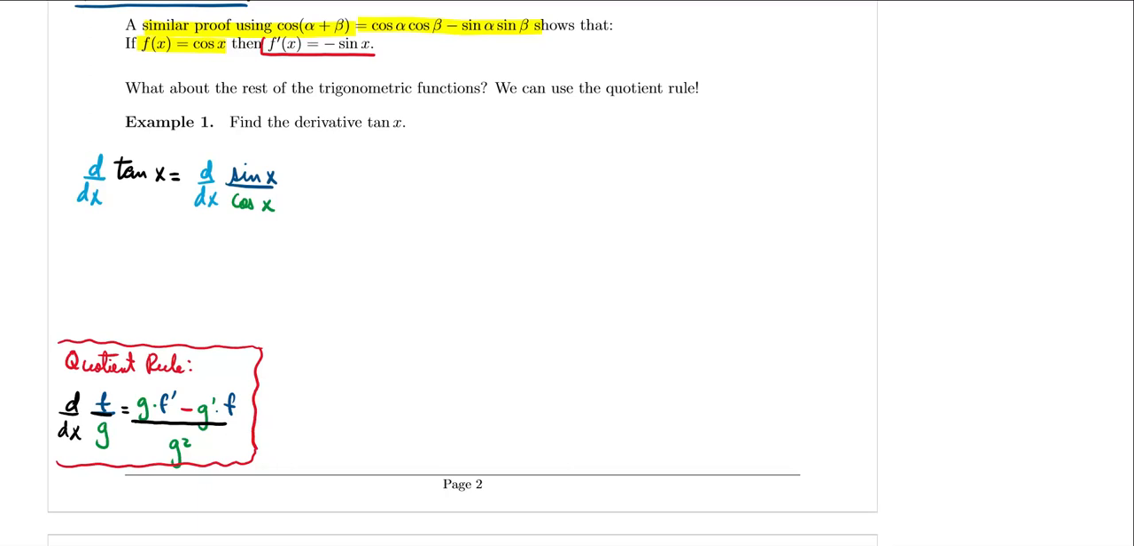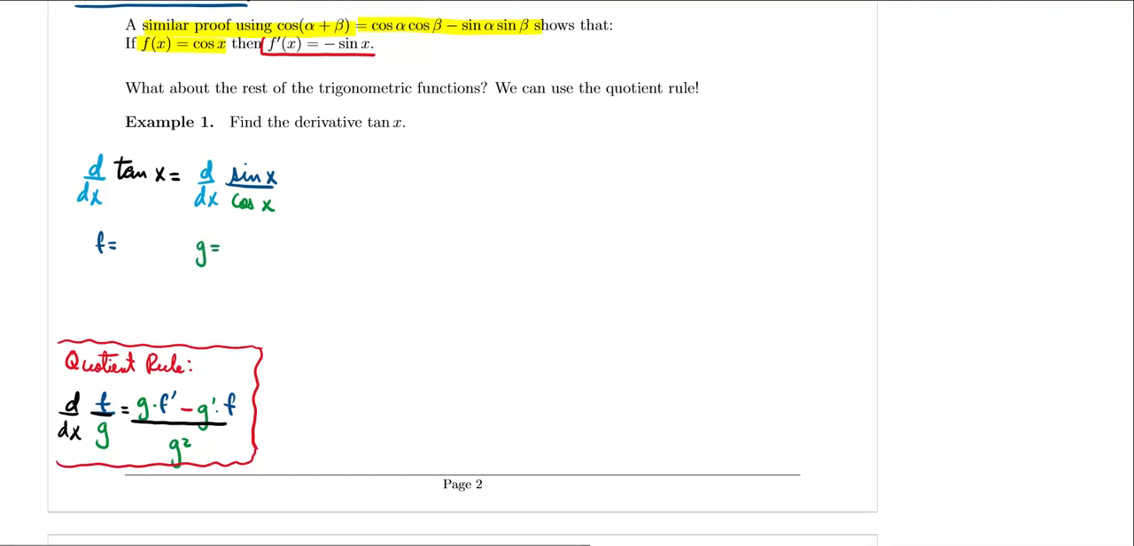Just a quick refresher, I've included the quotient rule here. If you're taking the derivative of a quotient, f over g, then the derivative is going to be g times f prime minus g prime times f, and it's all over g squared. Now remember, for this first couple of examples, I want you to break the derivatives down by first identifying what is the f function, the numerator, and what is your g function, the denominator.